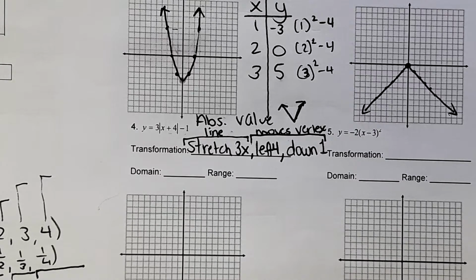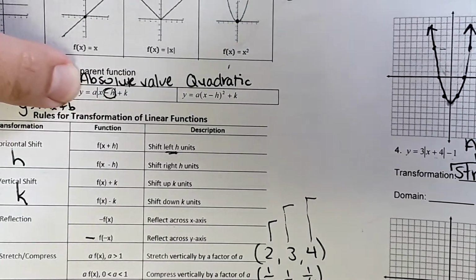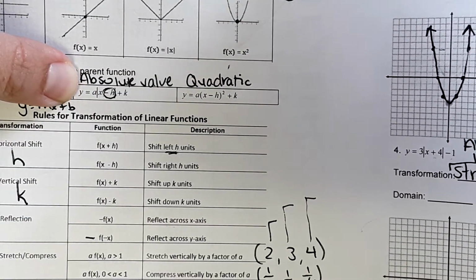How do you know which numbers are h and k? So going back to this format, the general form, this one right here.